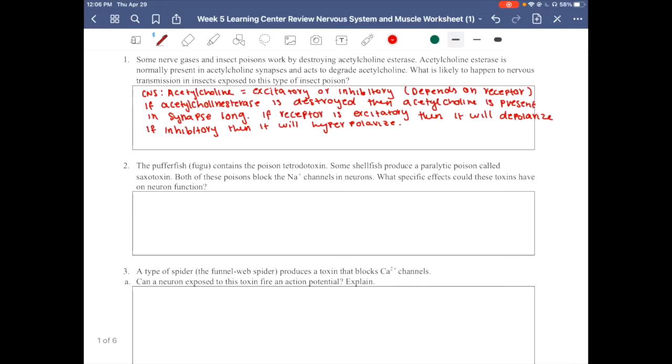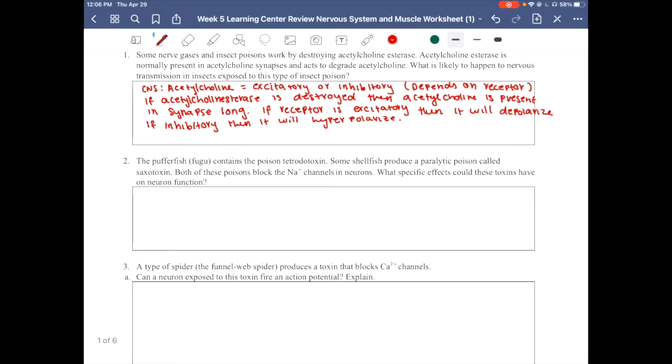All right, so in the next question, it says pufferfish contains poison tetrodotoxin. Some shellfish produce a paralytic poison called saxitoxin. Both of these poisons block the sodium channels in neurons. What specific effect could these toxins have on the neuron functions? All right, what do you guys think will happen if the sodium channels are blocked in a neuron?